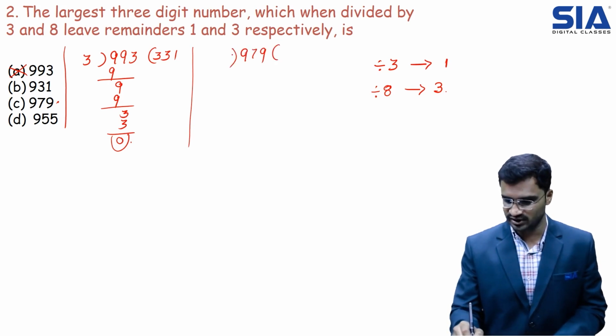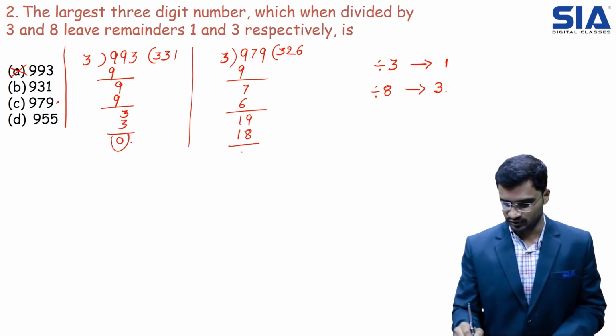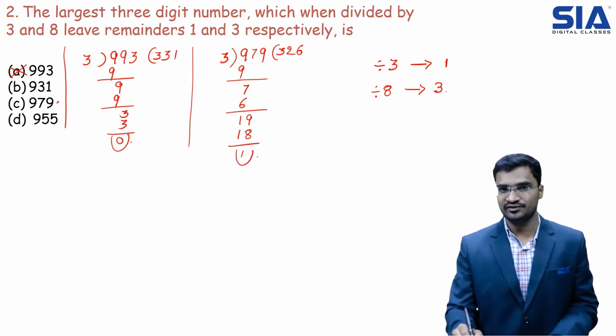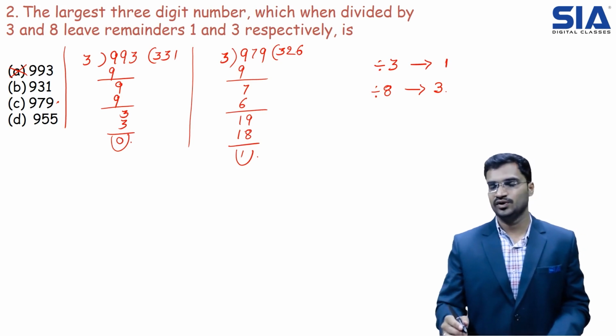979. Let us divide it by 3. 3 3s are 9. 7. 3 2s are 6. 19. 3 6s are 18. Yes, we are getting a remainder of 1. So 979, when we divide it by 3, we are getting a remainder of 1.